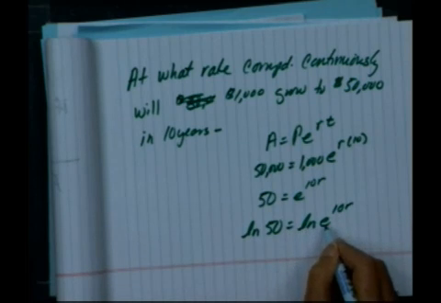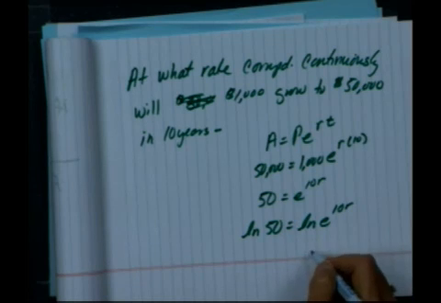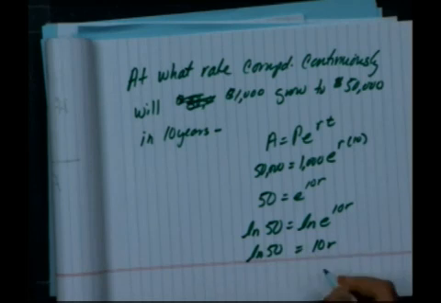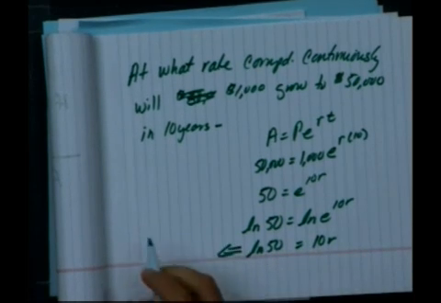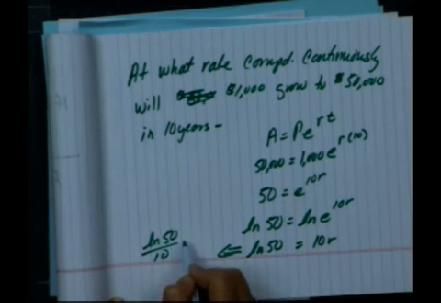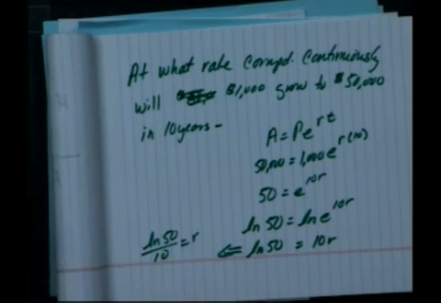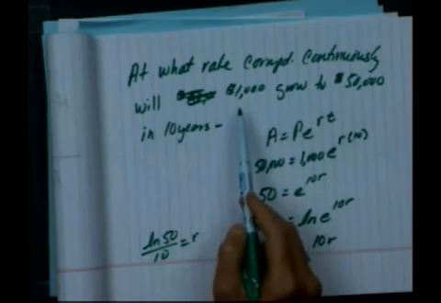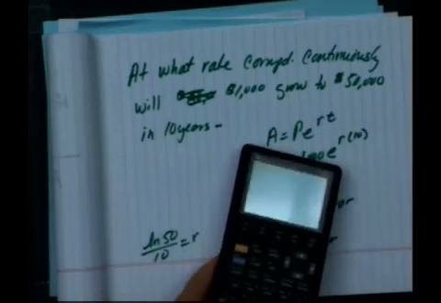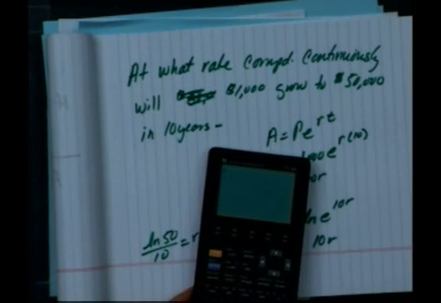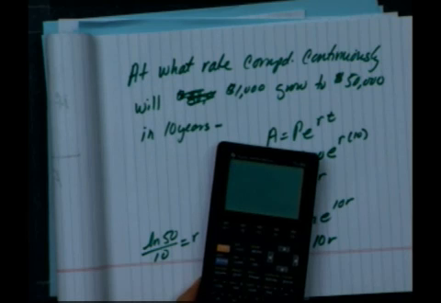The natural log of e to the 10r is 10r. So r then, which is going to be our interest rate, is natural log of 50 divided by 10. Okay, let's see what that is. Anybody want to guess before we punch it in? It's going to have to be a very high, impossible rate. This would be a long shot situation, right? You can't go from $1,000 to $50,000 in 10 years without some funny money going on there.